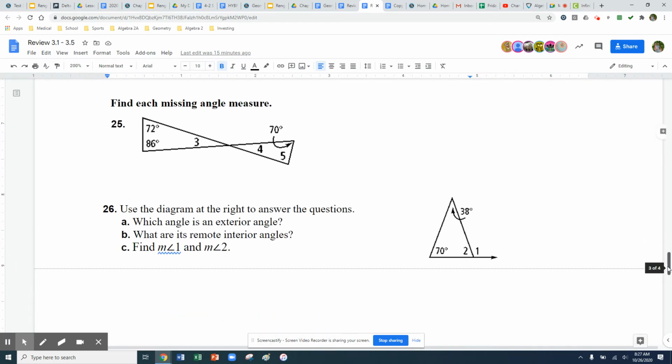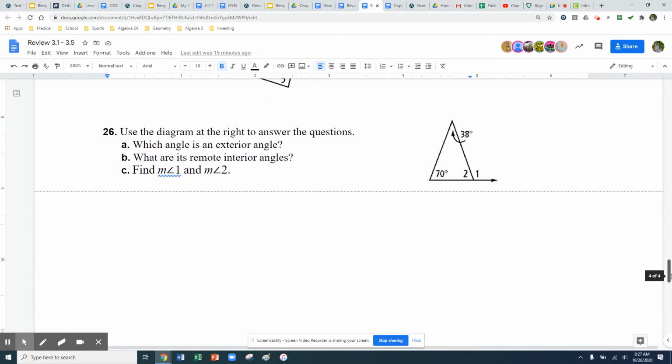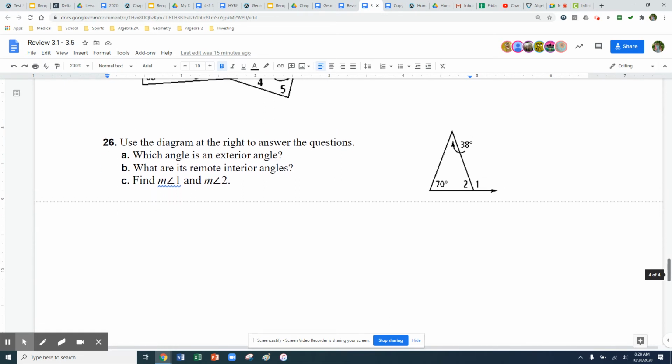interior angle relationship. So one of the theorems you looked at in section 5 was how the remote interior angles of a triangle compare to an exterior angle. So what we're going to look at in number 26 is identify the exterior angle, identify the remote interior angles, and then look at finding the measures of 1 and 2.